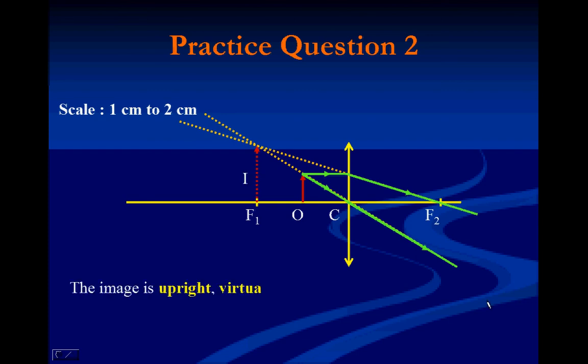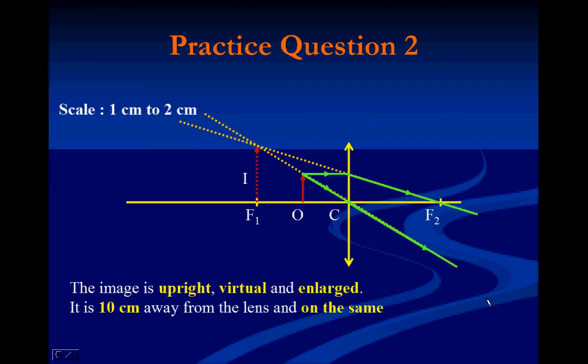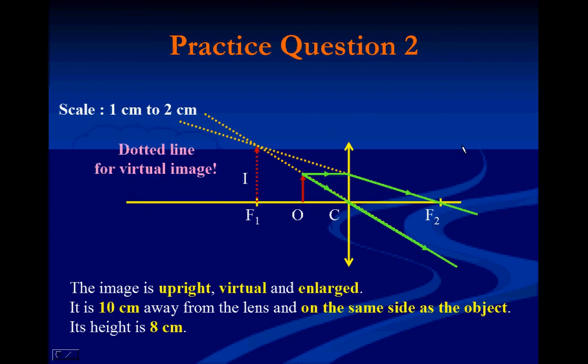So you're going to describe the image. The image is upright, virtual, and enlarged. It is 10 cm from the lens and on the same side as the object. This 10 cm you can obtain using physical measurement. Try this on a piece of paper. And the image height is 8 cm. Same thing, this value can be obtained by physical measurement. And remember, dotted lines are used for a virtual image.